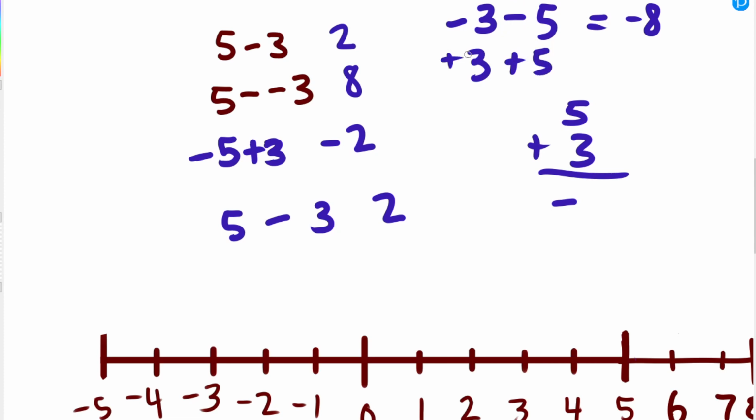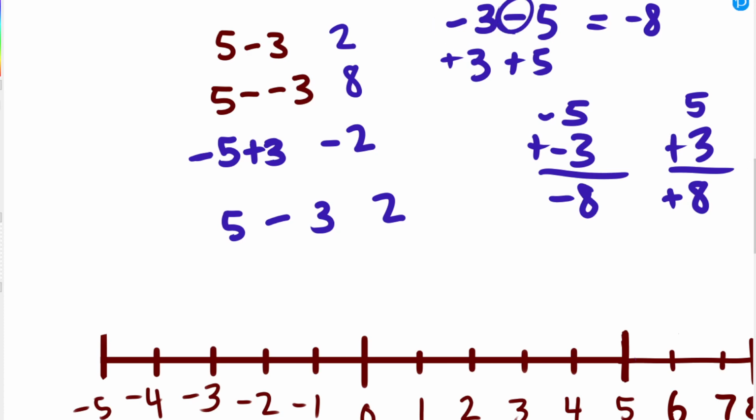Both of these are positive, so that's 5 plus 3, and that would be the same as 8. But since it has a positive, we keep this. If it was negative 5 plus negative 3, or negative 5 minus 3, which is the same type of phrase, that would give us negative 8. We're just keeping the sign, but we're adding.